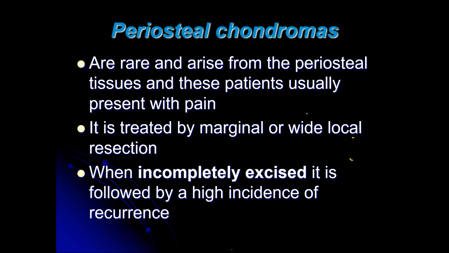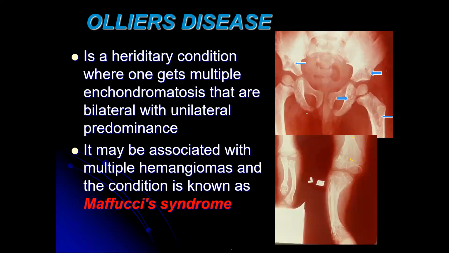Periosteal chondromas, they are rare. Emil, I'm giving a lecture. They are rare and arise from the periosteal tissues, and these patients usually present with pain. It is treated by marginal wide local resection. When incompletely excised, the incidence of recurrence is high.